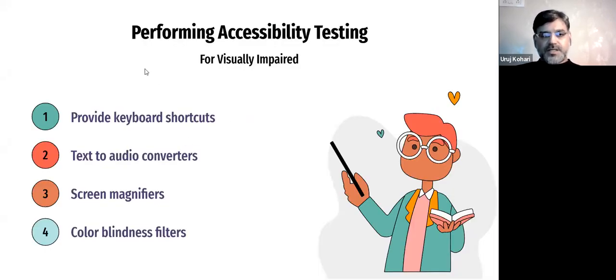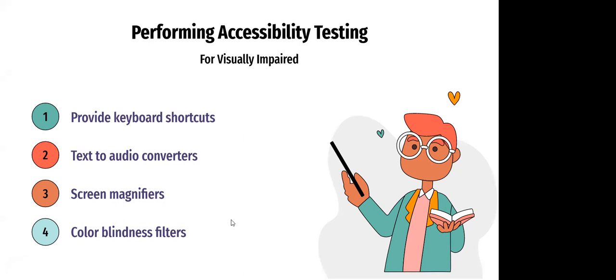All right, so I think we are at the tail end of this entire presentation. Let's do a quick recap. What we have to do is perform accessibility testing. While performing accessibility testing, we have to ensure that we provide keyboard shortcuts. We also have to remember that there will be text-to-audio converters for which we have to design. Screen magnifiers will be used by people. People might even use color blindness filters. There are certain glasses which have color blindness filters, or you could even include certain software that can provide color blindness filters at the software level.